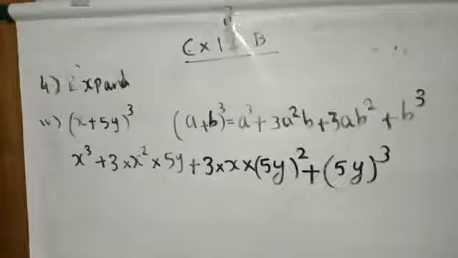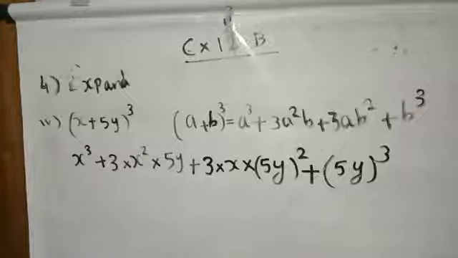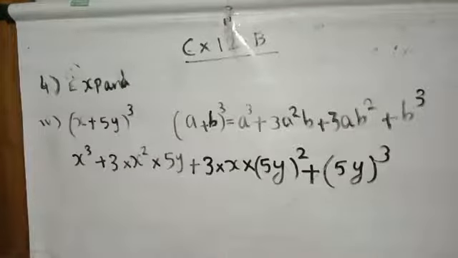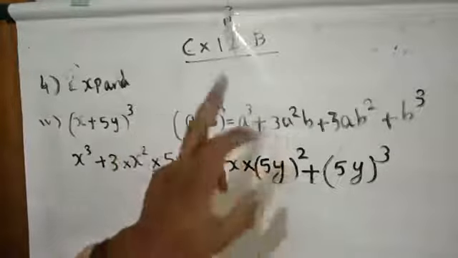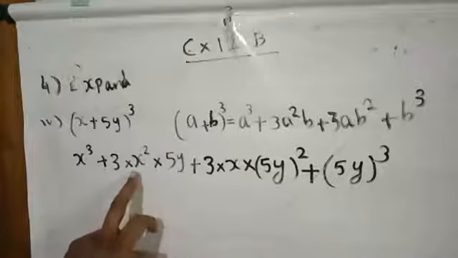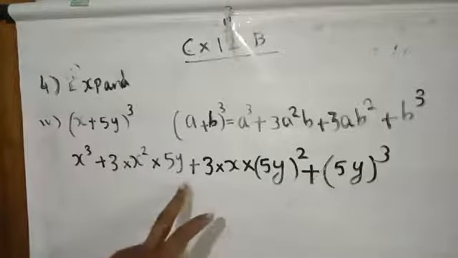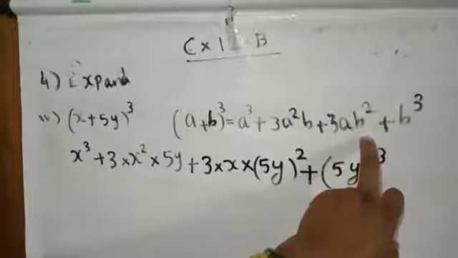Okay, please listen here. A plus b the whole cube is equal to a cube plus 3a square b plus 3ab square plus b cube. So in the place of a here x, in the place of b 5y. So according to this formula, a cube, here x cube, 3a square b. So 3 into a squared. So here x squared into, what is b? 5y plus 3ab square. Now square is only for b.